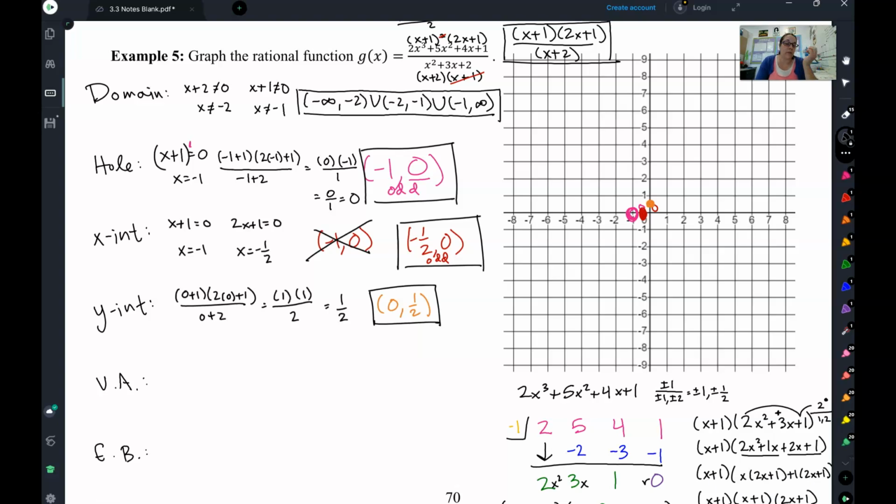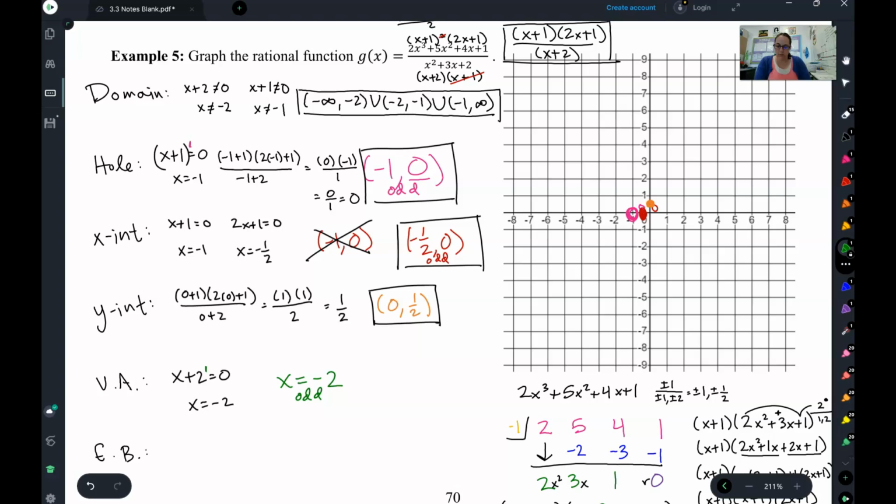Vertical asymptotes, look at the denominator of the simplified. So x plus 2 equals 0 gives me a vertical asymptote at -2, which is also odd due to the secret 1 exponent on that factor. So I can do a vertical asymptote right here at -2. Do a little O so I remember it's an odd one.